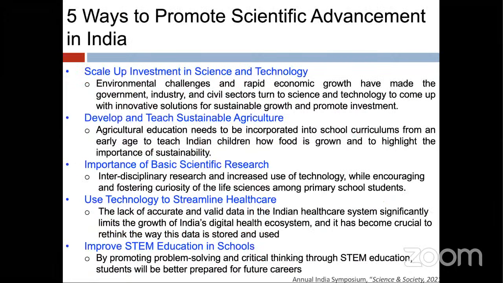Then how you can promote scientific advancement. Now, there was a symposium in 2021, and very high level experts were there, and they concluded that there should be a scale up in the investment in science and technology. Then we should have sustainable agriculture, which is the prime heart of our country. Then basic scientific research you can never ignore. There is always a place for basic scientific research.